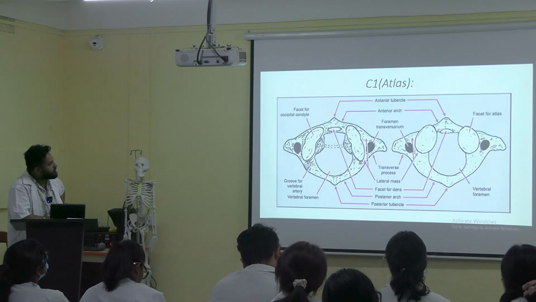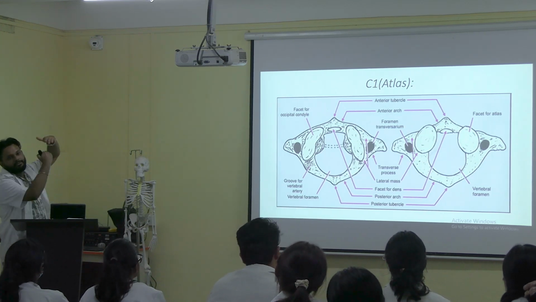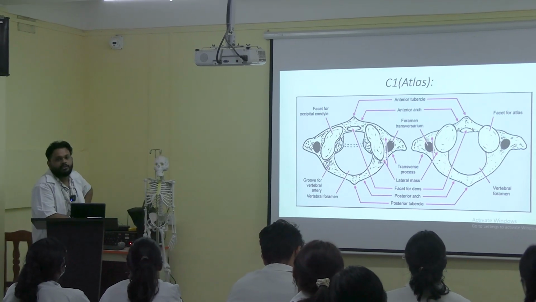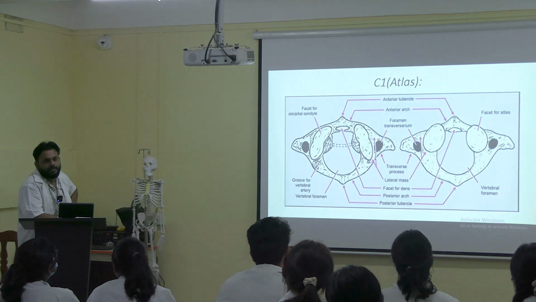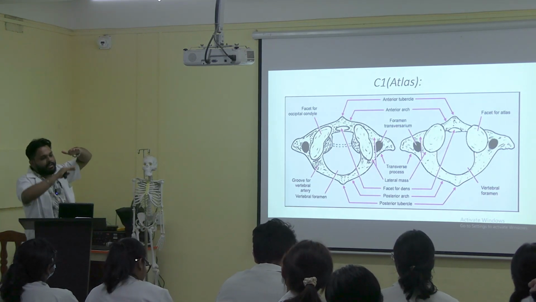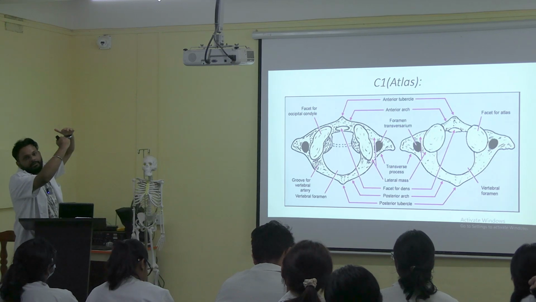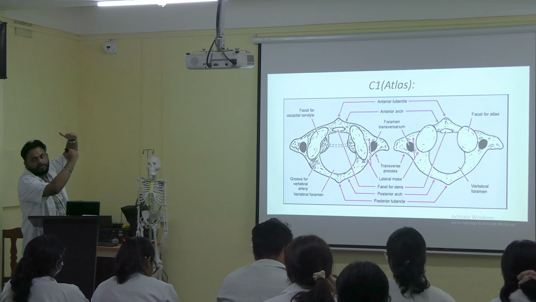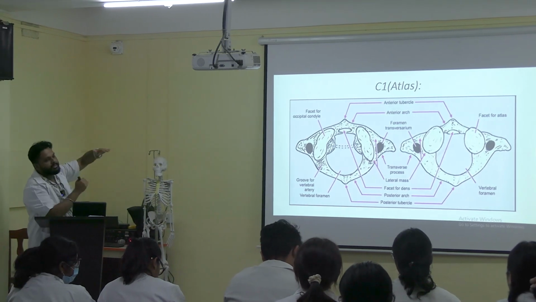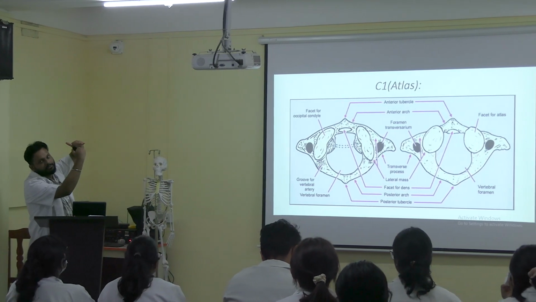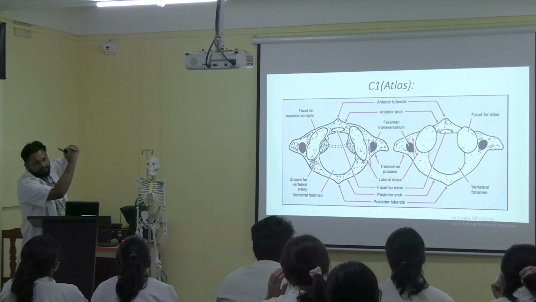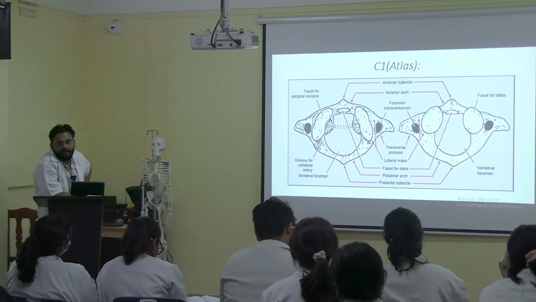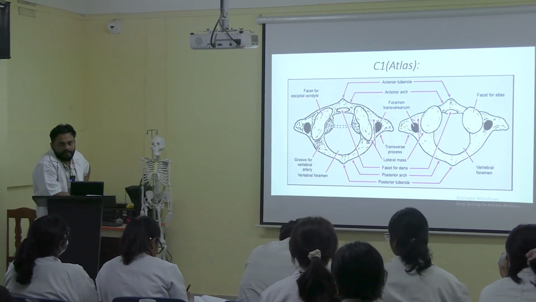Which joint does it form? This one, superiorly कौन सा bone है? Just above the atlas, which bone is there? There is the occipital. So which joint will be formed? नीचे है atlas, ऊपर है occipital. दोनों मिलके atlanto-occipital joint. नीचे कौन सा है? Atlas के नीचे C2, that is axis. The joint will be the atlanto-axial joint. Right?